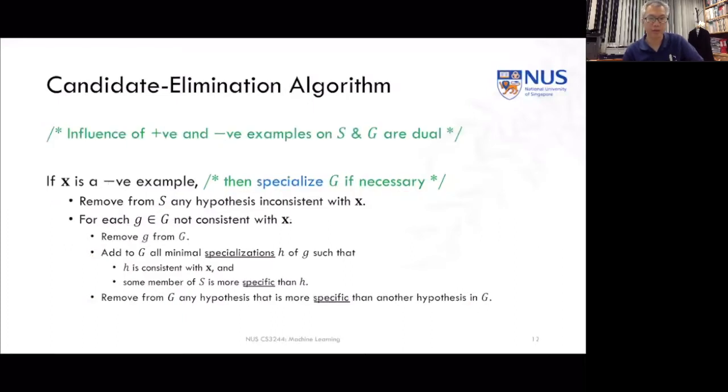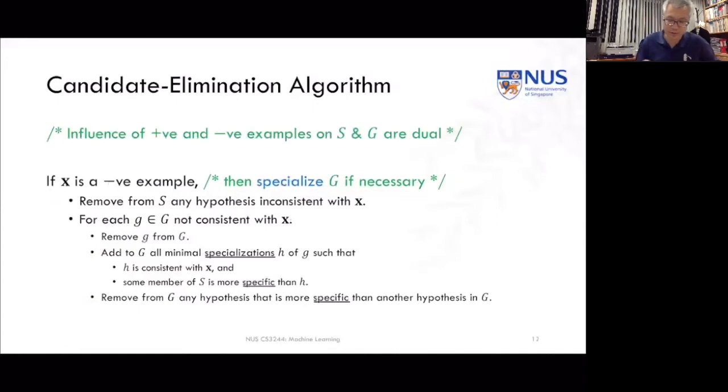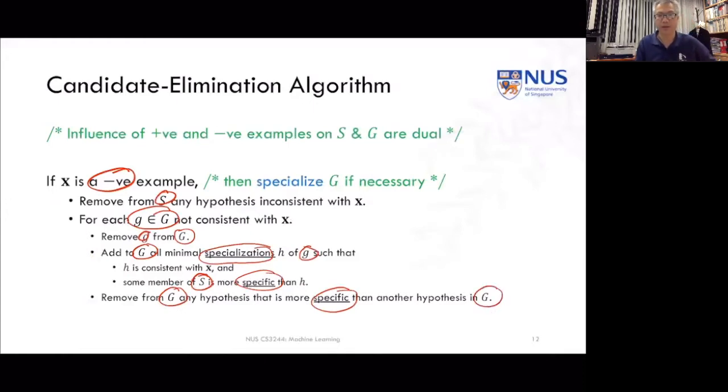Now, I'd like you to compare this slide and the previous one. The only thing that we've done is we've switched all of the valences of things around. So let me just show you what those are. Negative, S, G and G. G from G, specialization instead of generalization now of G, such that the same member of S is more specific than H, and then remove from G anything that's more specific than any other hypothesis in G. So we've just flipped all the valences of the descriptors around.